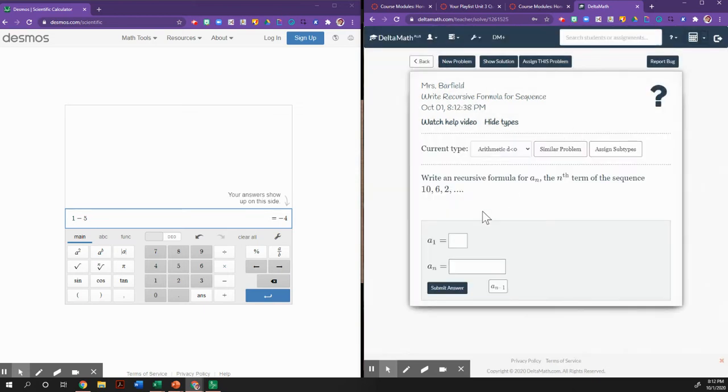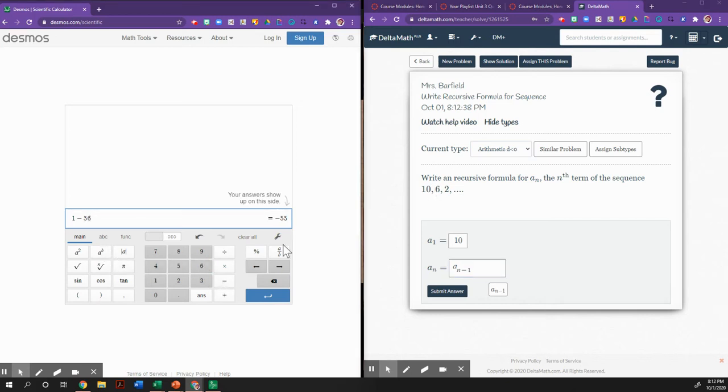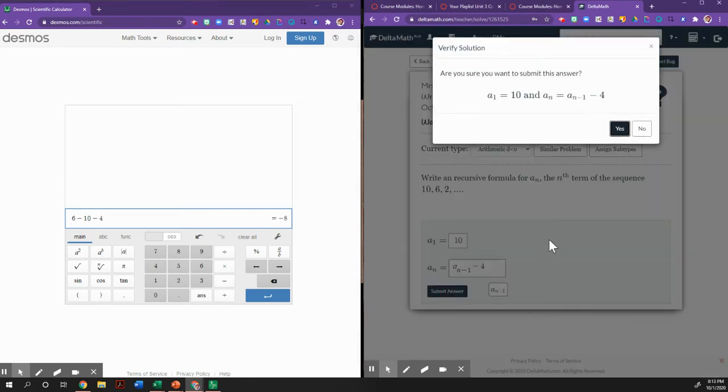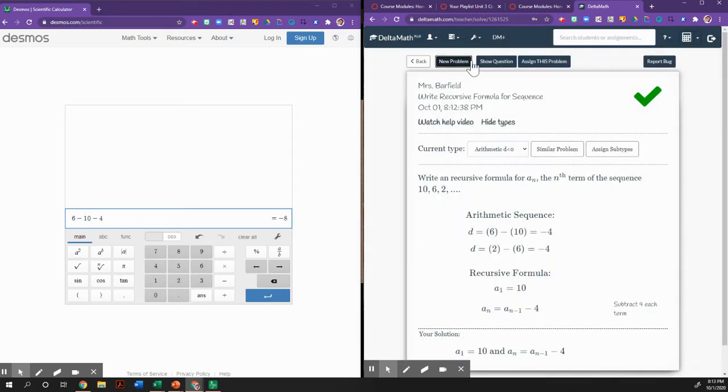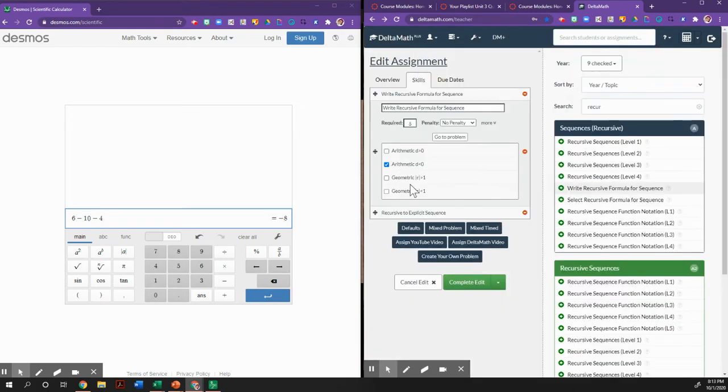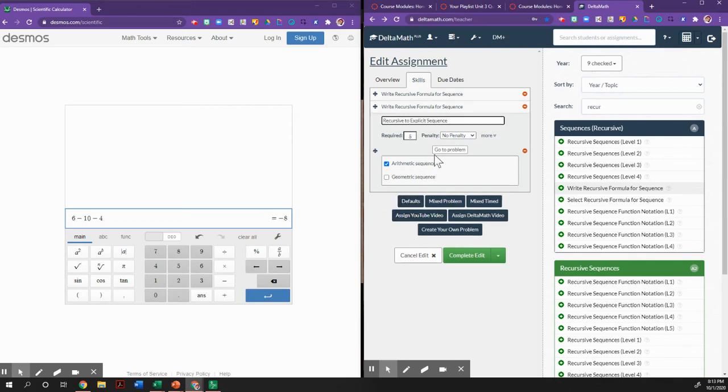All right, so let's do one more. My first term is 10, whatever is first in the sequence. Then I'm going to put a sub n minus 1 here, and then 6 minus 10. If you're not good with your positive and negative numbers, use a calculator to check. It's negative 4 again, so minus 4. Submit my answer. All right, now let's look at the next set of problems in our Delta Math assignment.